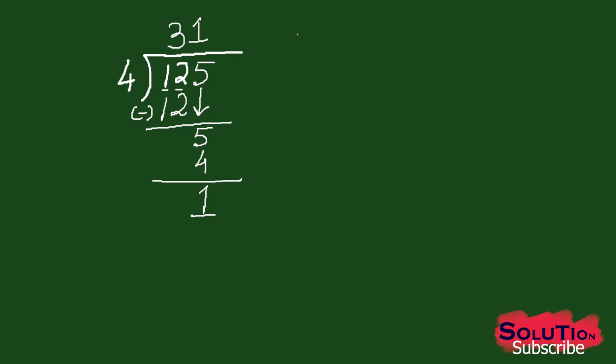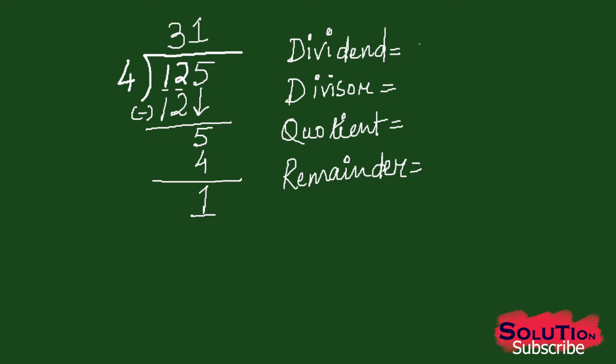So quickly let me write all those 4 important parts. Those four important parts are dividend, divisor, quotient and remainder. So the dividend is 125. Divisor is 4. Quotient is 31 and remainder is 1.